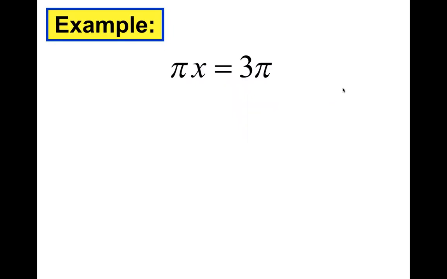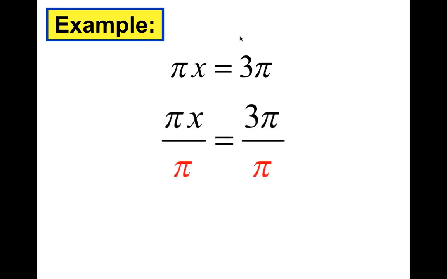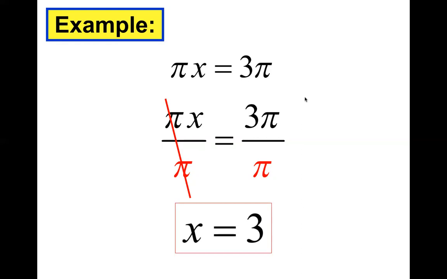Another one involving pi. Again, don't worry about pi. Just think of it as a variable. So we have pi x equals 3 pi. We can see here that pi multiplied by x is keeping x from being by itself. So simply divide both sides by pi. Your pi's on the left side cancel out and x is isolated. Then 3 pi divided by pi would just be 3 since the pi's cancel one another out. So your final answer would be x equals 3.